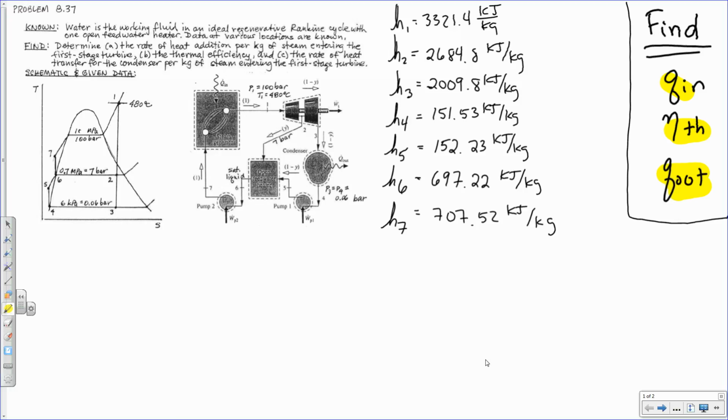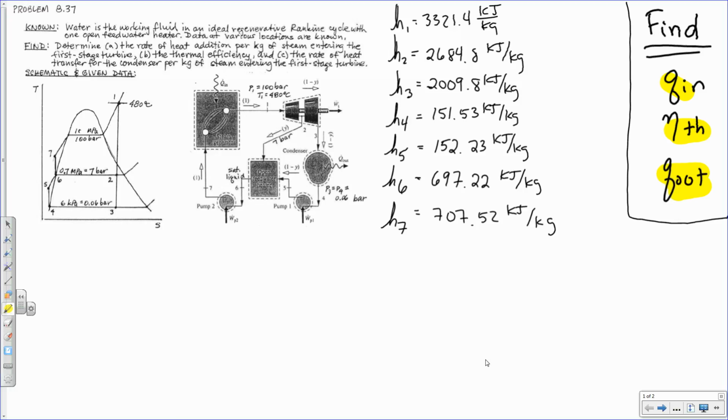Saturated liquid exits the feedwater heater at 0.7 megapascals, and we want to determine Q in, the thermal efficiency, and Q out. Okay, so I've highlighted those on the right-hand side. We went through the derivation of how to determine these enthalpies in class. If you're unsure how to do this, either come see me or take a look at the next video that I'll be posting, where I work through how we can determine the enthalpies at each one of these states explicitly.